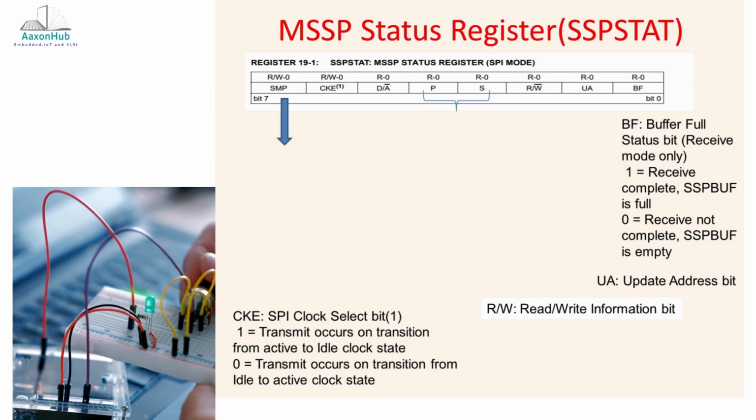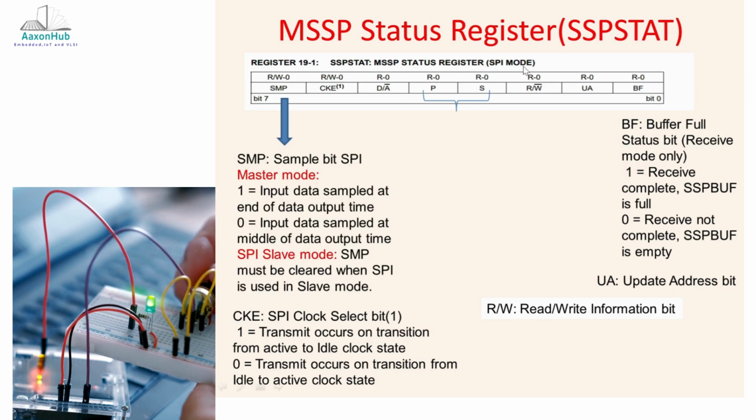The very first bit is the SMP bit. SMP bit is nothing but the sample bit. You can sample your bit in SPI master mode as well as SPI slave mode. But when you are utilizing this SMP bit in master mode, it has to be 1. That indicates input data is sampled at the end of the data output time. Where it is 0, that indicates that input data is sampled at the middle of the time.